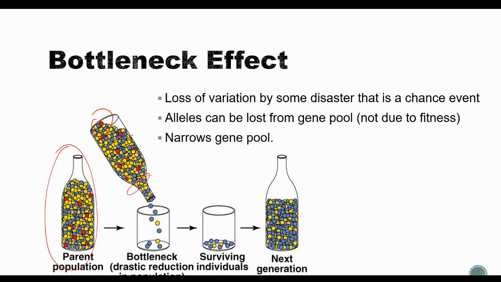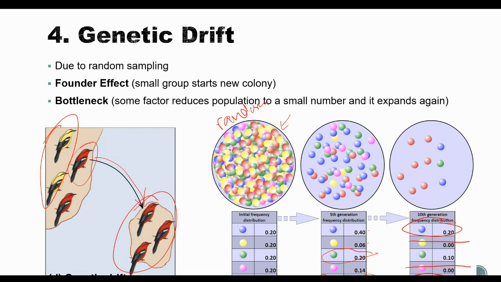Also, the yellow is about as common as the blue, but as you can see here, because of just the randomness of the bottleneck, we're left with mostly blue individuals. So this narrows our gene pool. And remember, that is part of your genetic drift.